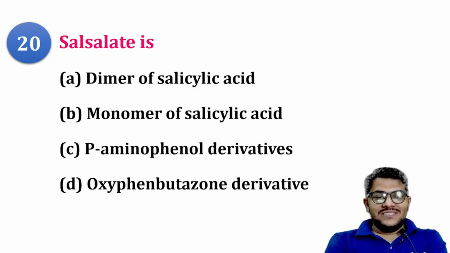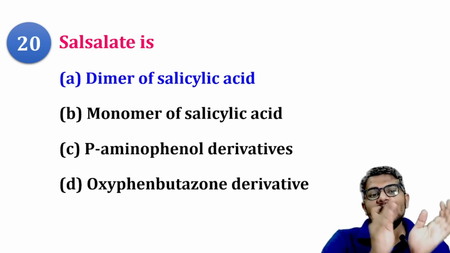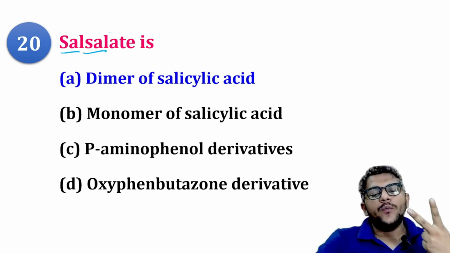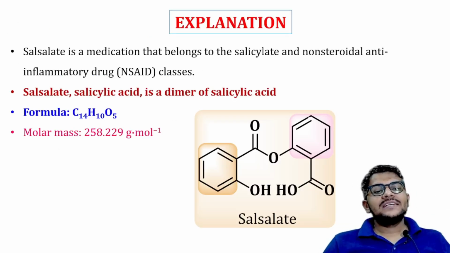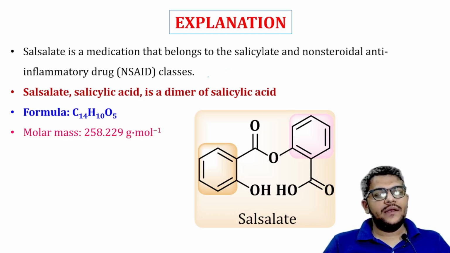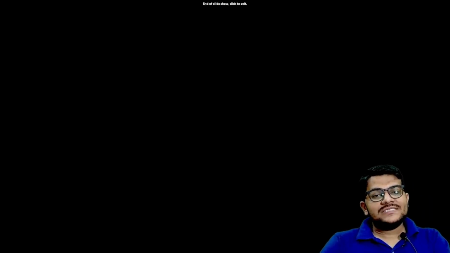Next and last question for you. Salicylate, as the name indicates, is a dimer. Salicylate means two forms of salicylic acid. It is a dimeric form of salicylic acid, and it is an NSAID, having the molecular formula C14H10O5. Got it?